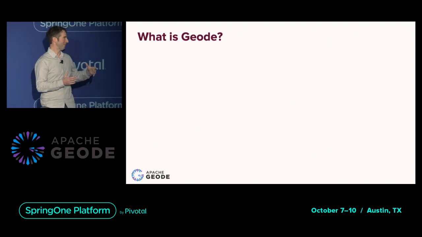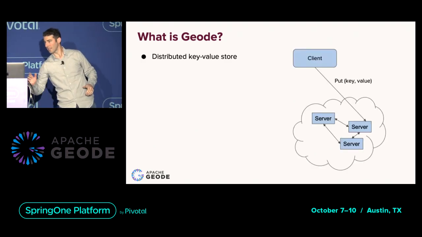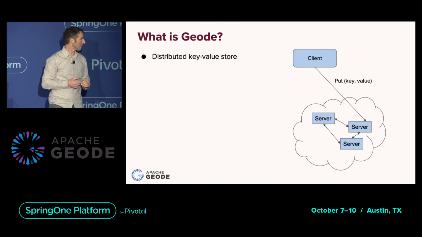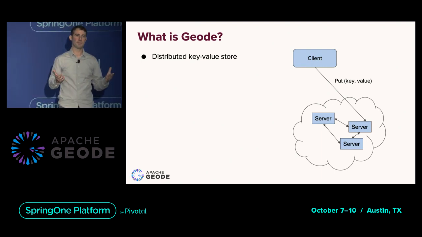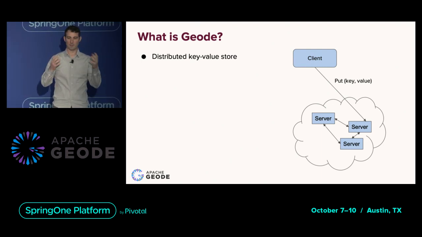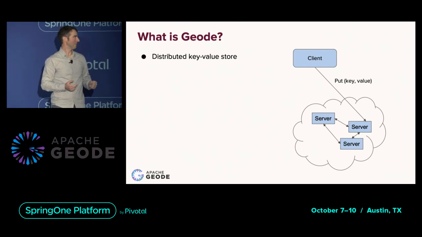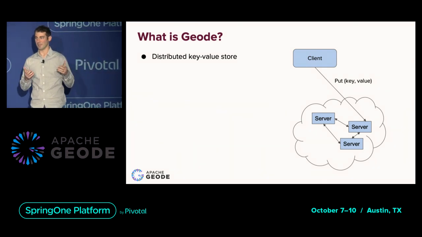So you have some... is that not showing up for you guys? There we go. Okay. Can you see that? All right. So we're a distributed key value store. So you have a bunch of servers, and then you can store keys and values.